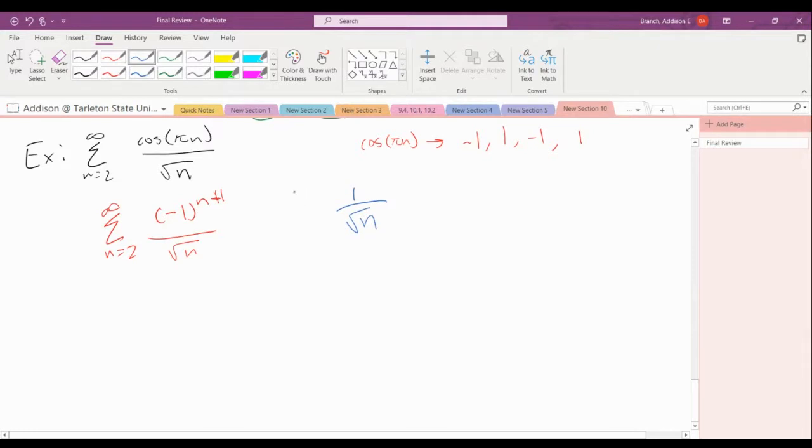So the first thing we can do is we need to take our limit. So we're going to get, as n approaches infinity, 1 over infinity, which is 0. So therefore, our first criteria has been met.